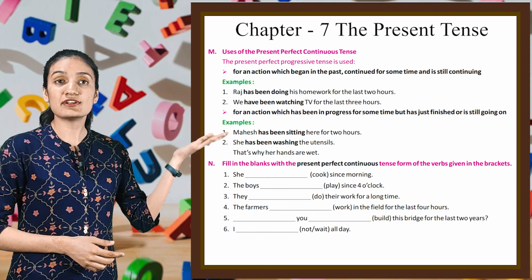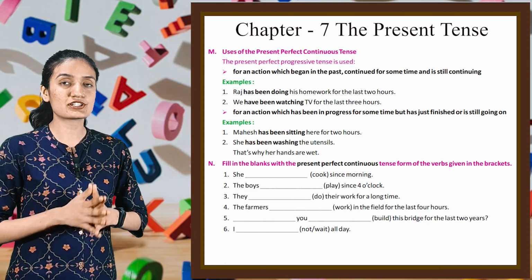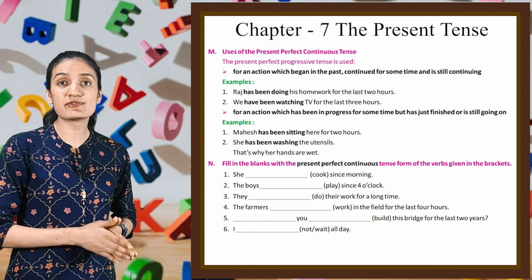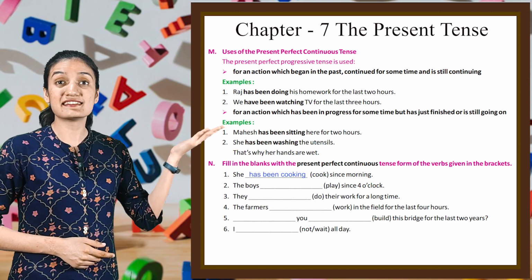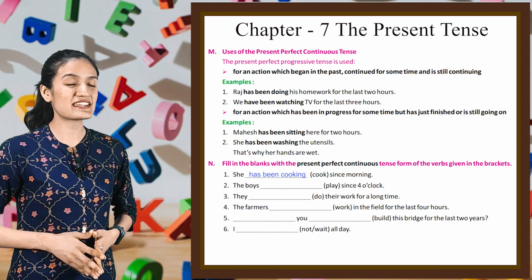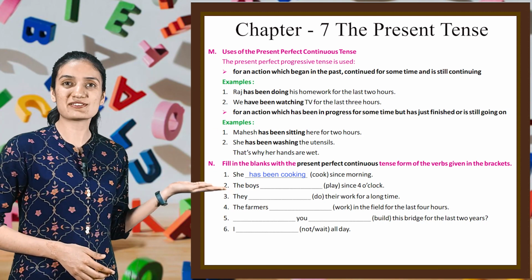Now kids, fill in the blanks with the present perfect continuous tense form of the verbs given in the brackets. First, she has been cooking since morning. So in this way kids, do the rest of the blanks by yourself.